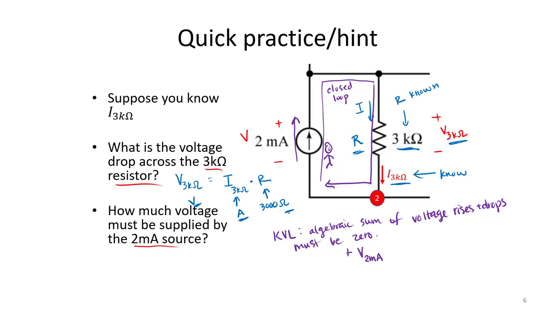And then if I keep walking around, I'm going to have a voltage drop from my 3 kilo ohm resistor. Those are the only two components in this circuit, so their sum must be 0. So what does this tell us about the amount of voltage supplied by our 2 milliamp source? Notice, if we rearrange our equation, we can determine that the voltage supplied must equal the voltage dissipated by the 3 kilo ohm resistor.